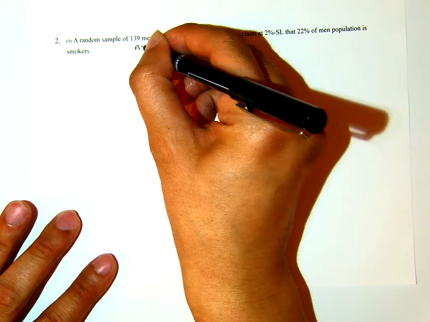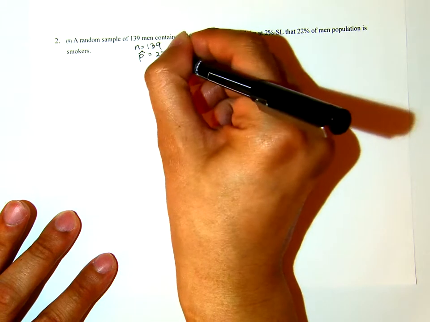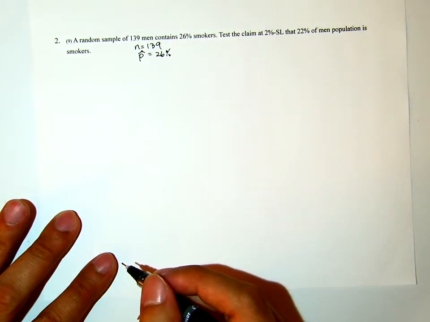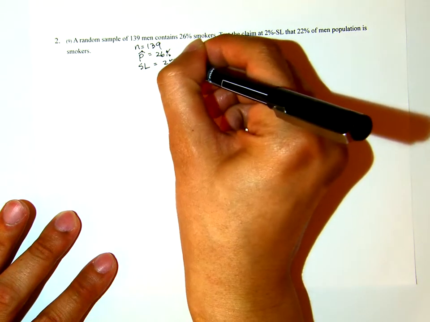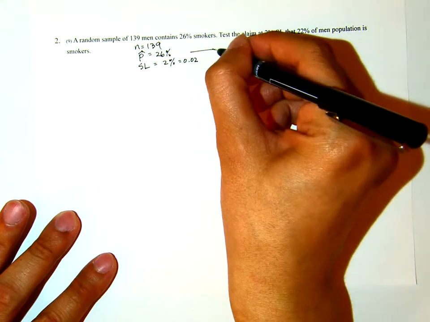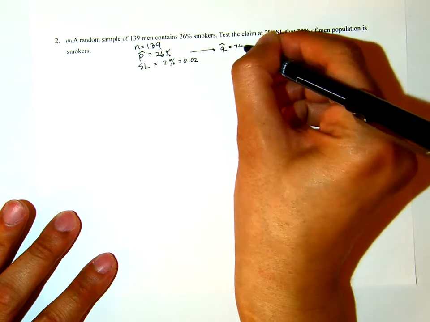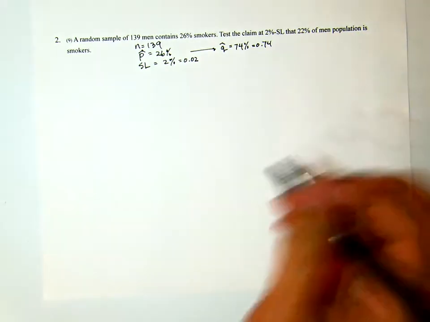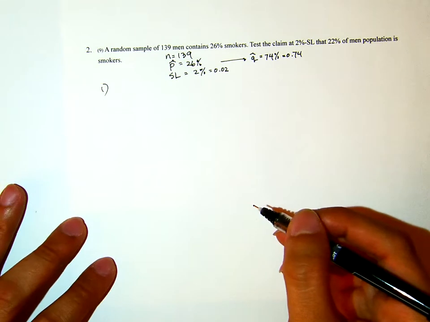The sample size is 139 and the p hat is 26%, right? That's the sample proportion. Significance level is 2% or 0.02. Now from here we see that the q hat is 74% or 0.74, which is not necessary, as you will see later on. Now let's start the hypothesis testing.